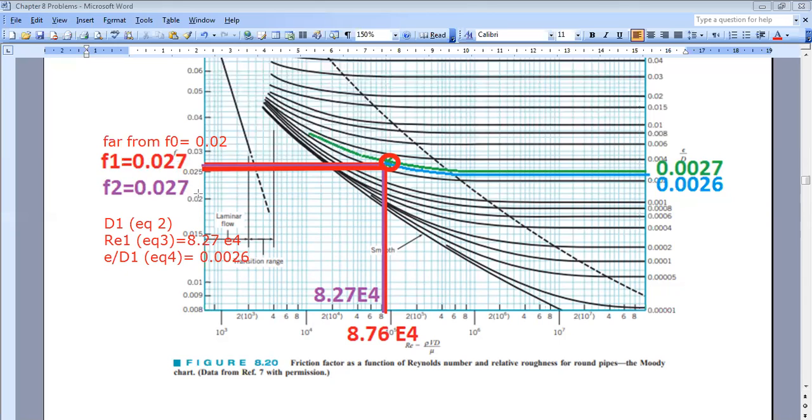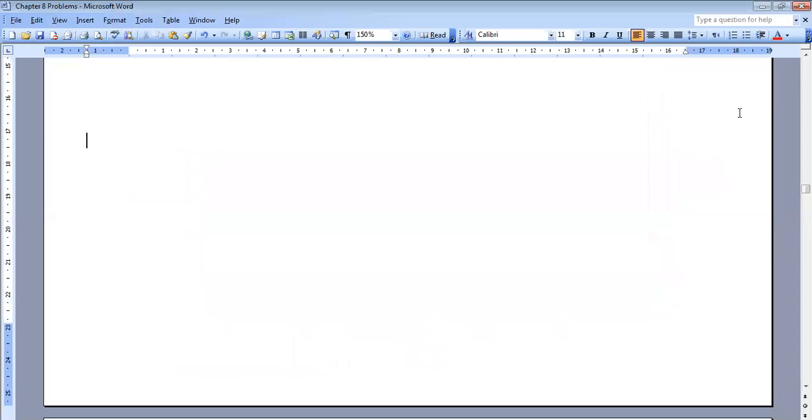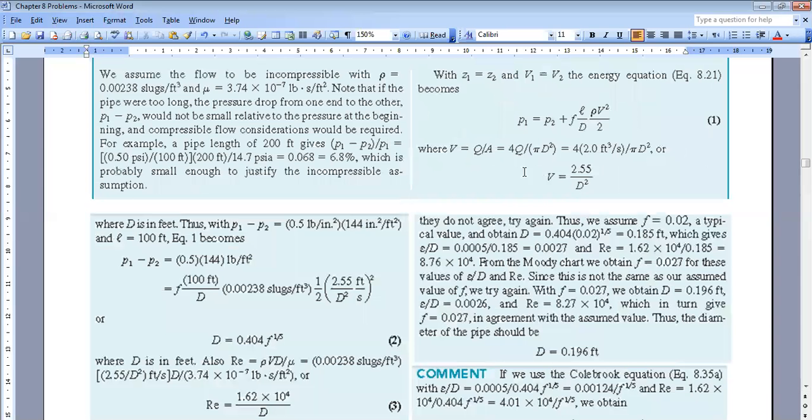Okay, so that's it. This is the method I can use to solve. Now I can be sure that my f is 0.027, and I can go back to my problem and replace my variables by their corresponding values. Once you get the real value of f, you replace it into this equation and it will give you the accurate diameter D. This was the question: to find the minimum value of D to not exceed the given pressure drop. So D should be 0.196 feet.